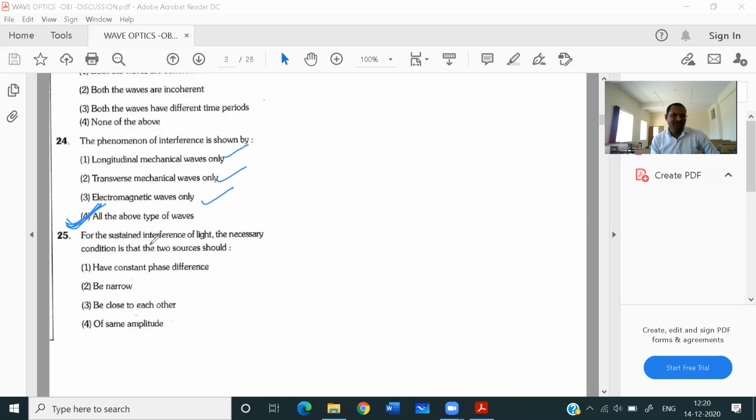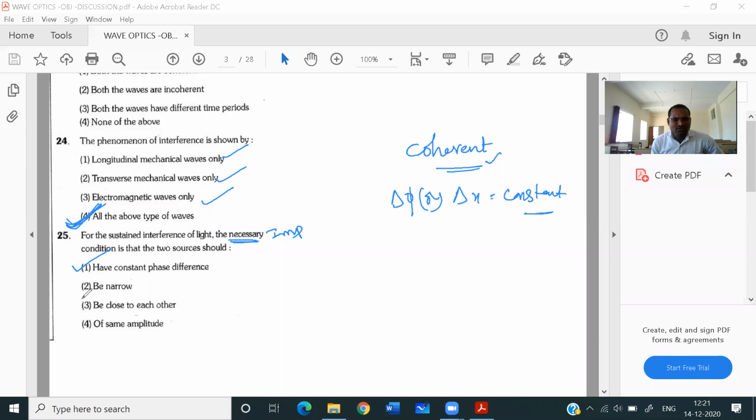Next, question number 25. For the sustained interference of light, the necessary condition is important for your board exam also, they may ask. The two sources should be coherent sources. Sources coming from the two slits should be coherent. This is the main necessary condition. Coherent sources means the phase difference or path difference should be constant. So option 1 is the right answer.